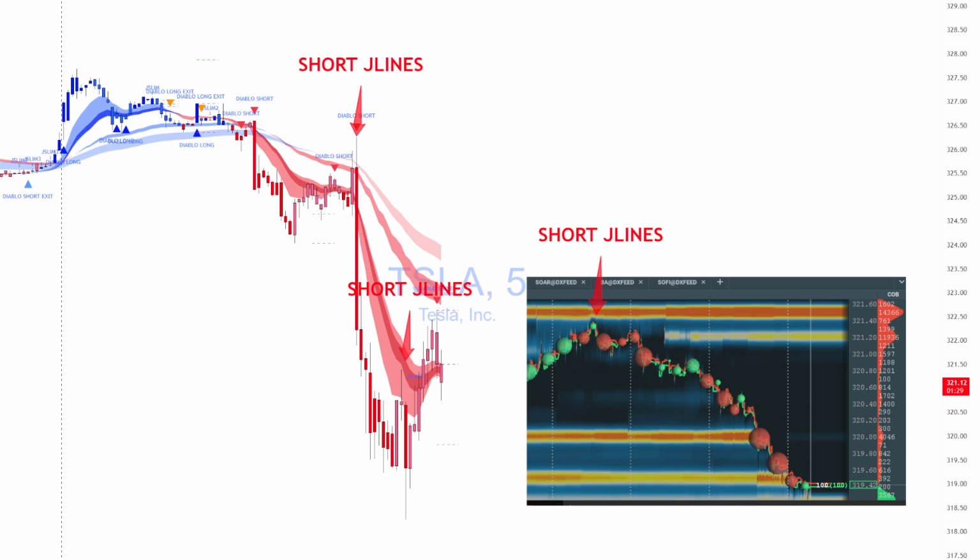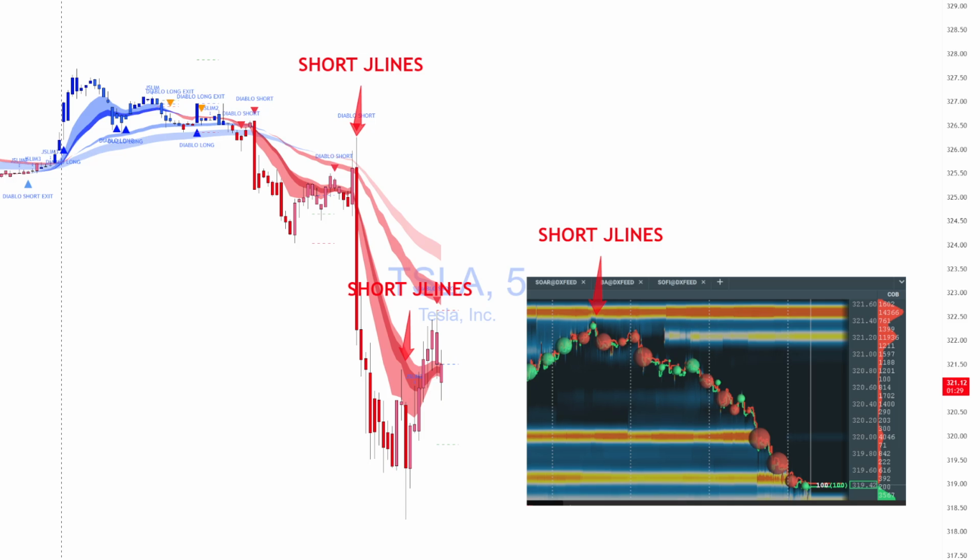So when you have the Diablo short, and it's written short JLines, you can see that on Bookmap, the chart that you have on the right. You have another major liquidity over here, 321.50. So once the price rejects that 321.50, and we fell below the JLine, that major red band, that is the short play. In this case, we have a short that goes from 325 all the way down to 318.